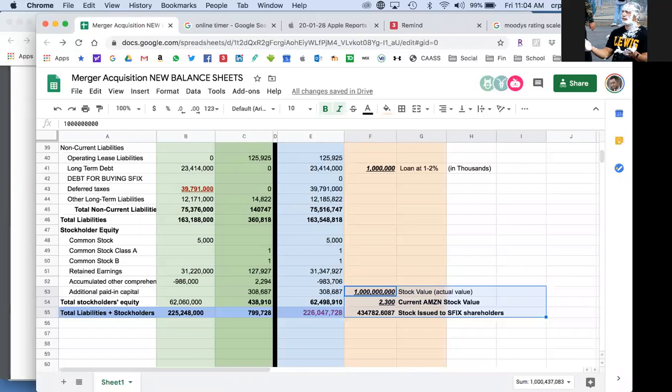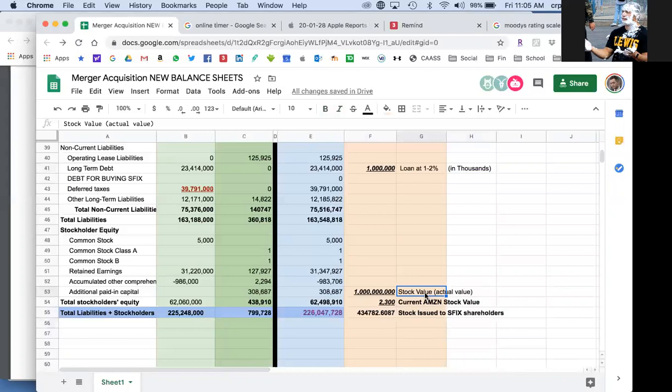So we have to find out how much Amazon stock we're going to be giving them. Again, we're not touching the balance sheet anymore. We're just figuring out how much stock do we owe them. We owe them 1 billion in cash. We owe them another 1 billion in cash, so we're taking out a loan, right? So they get their 2 billion. Then the third billion is going to be in stock. So how do we do that? So I'm actually going to put actual value here instead of it being in thousands, because the whole balance sheet's in thousands.